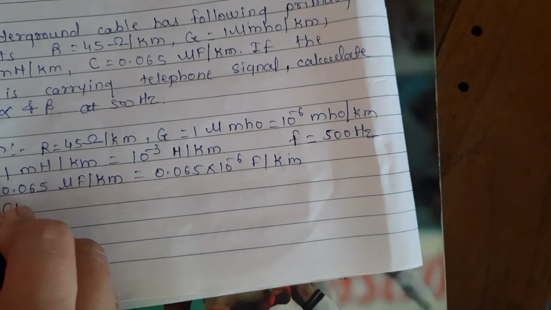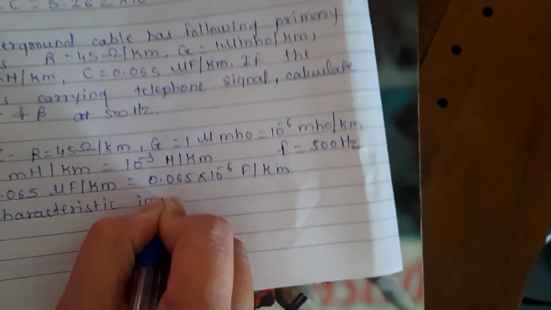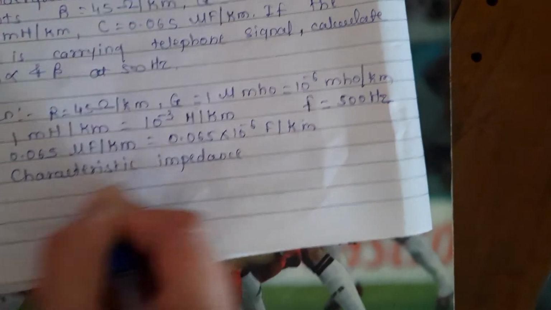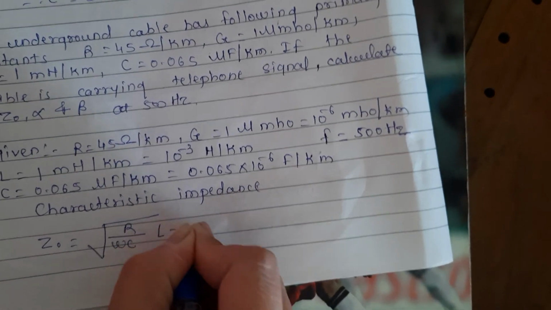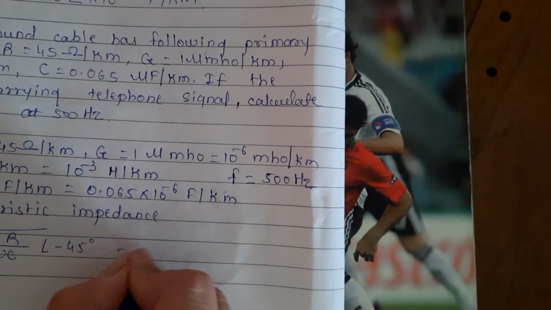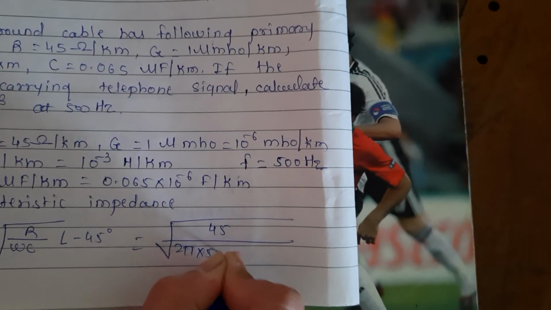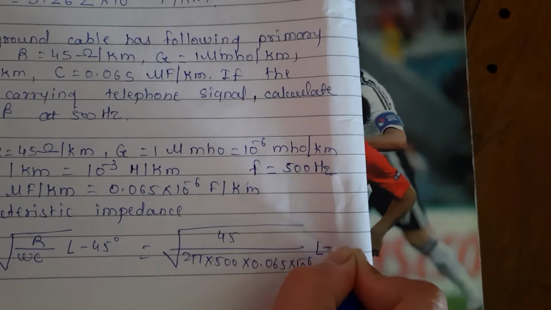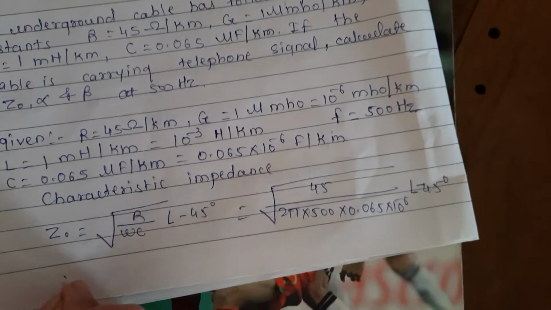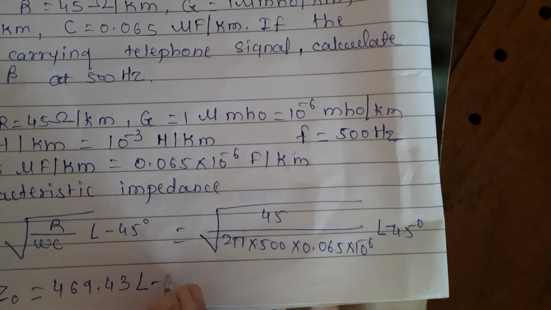Now first is the characteristic impedance. So Z0 is equal to square root of R by omega C angle 45. That is equal to 45 by 2 pi f, f is 500, into 0.065 into 10 raised to minus 6, angle 45 degree. So the value of Z0 is 469.43 angle minus 45 degree ohm. This is the value of Z0.